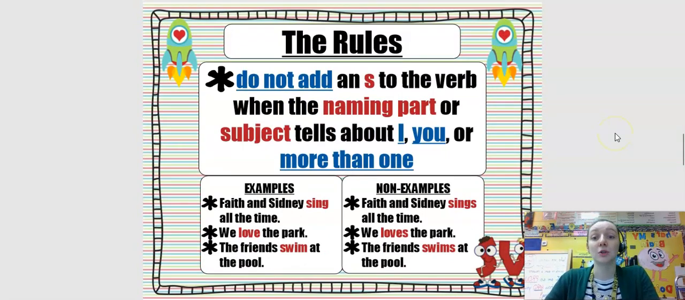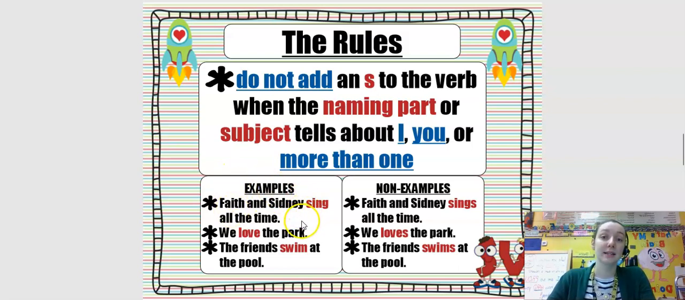The next rule is do not add an S to the verb when the subject tells about I, you, or more than one. So the previous one, you add S if it's just one. You do not add the S if it is I, you, or more than one. So for example, you have Faith and Sydney sing all the time. So you just kept sing the way it was. You didn't add an S because there's more than one.